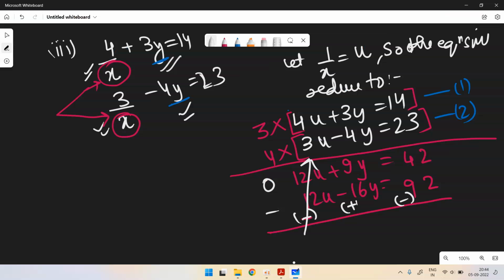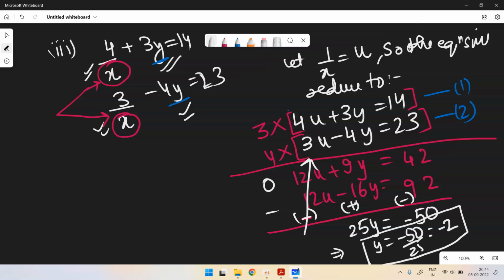So you have 9 plus 16, that is 25y, equal to minus 27... if you calculate this, y equals minus 50 by 25, which is nothing but minus 2. So the value of y is minus 2.